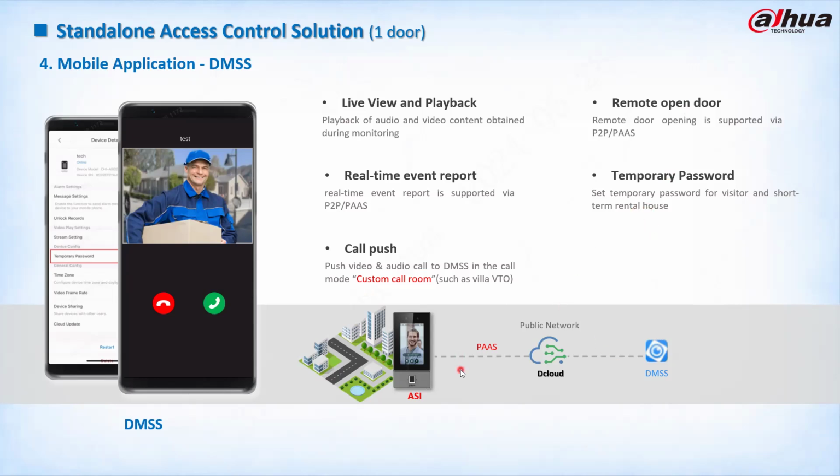This is how this works. To the public network, you can use this PaaS, or platform as a service, to connect to the cloud. The cloud will then send the data directly to the owner's DMSS application.